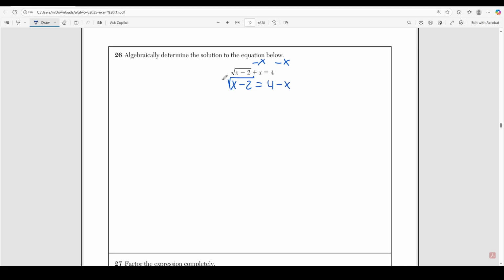The reason why I did this is because I'm going to have to square both of these sides. And it's a lot harder to square x minus 2 plus x, right? Imagine having to multiply x minus 2 plus x by x minus 2 plus x.